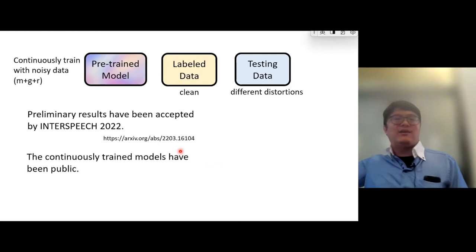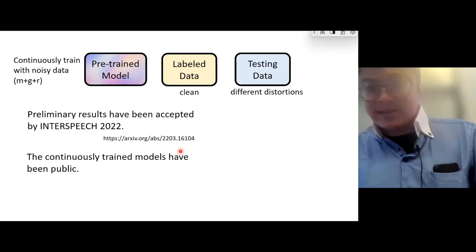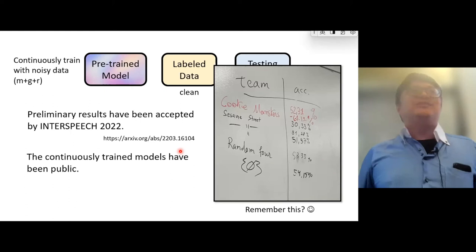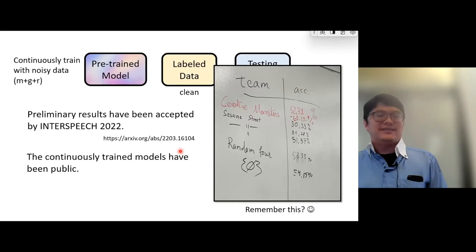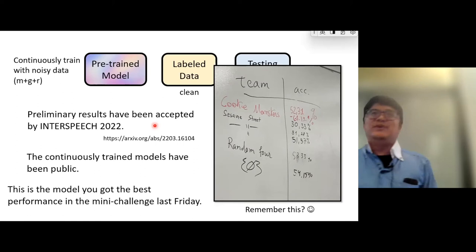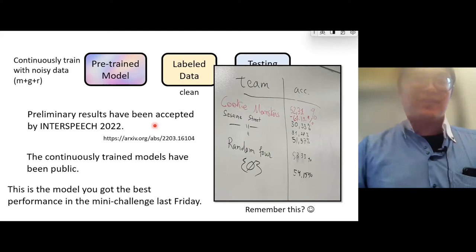Originally, I planned to show some numbers from our InterSpeech paper, but I think I can show it in a different way. Do you remember this leaderboard? This handcrafted leaderboard is what we used last Friday in our hands-on lab. Last Friday, we had a challenge about few-shot and very noisy spoken language understanding tests. And we asked people to pick the self-supervised model themselves to get the best performance. And the model we published in InterSpeech is actually the model people picked to get the best performance. So this shows that this model is useful.